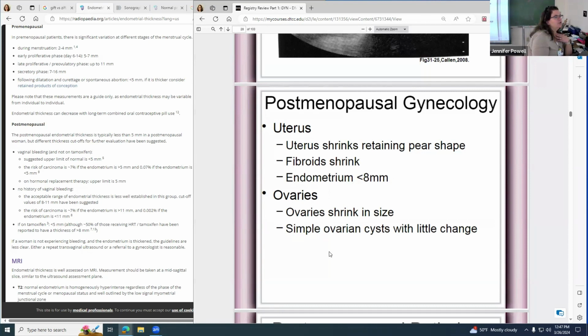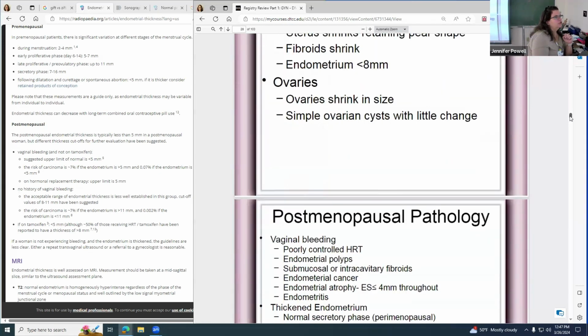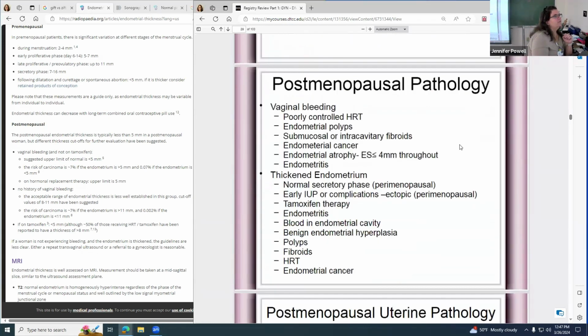Less than 8 if they're on hormone replacement therapy. The ovaries shrink in size, simple ovarian cysts with little change. So you don't have a maturing Graafian follicle anymore. They're just small, nothing's happening with them. They're not maturing and growing or anything like that.